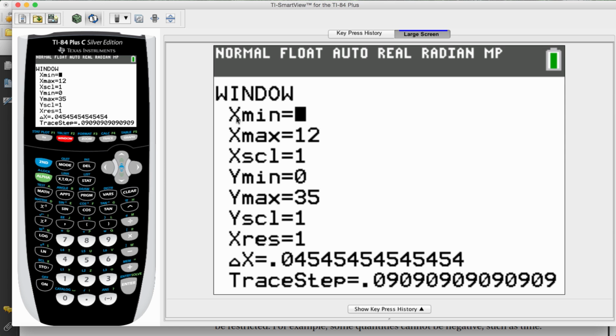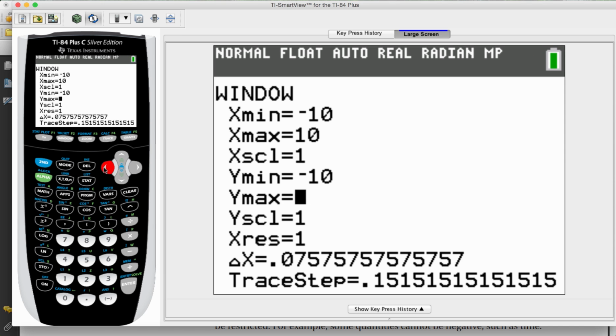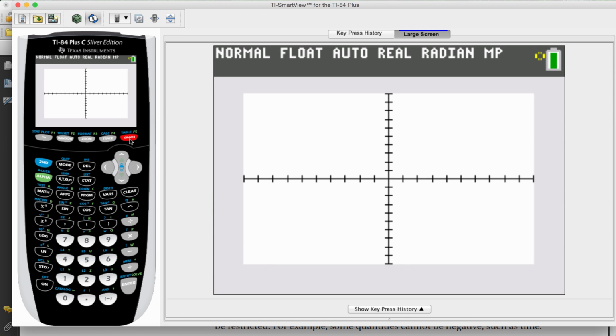And what I'm going to do here is set the standard window. Now the standard window is this. X min I'm going to make negative 10. And the maximum value I'm going to set to positive 10. The y minimum I'm going to set to negative 10. And the y maximum I'm going to set to positive 10. Oops, let's go back. There we go. And so that's called the standard window. Make sure x scale is 1 and y scale is 1. Now I'm just going to hit graph. And there it is. Y equals 5x minus 9. So yes, that is a linear function.